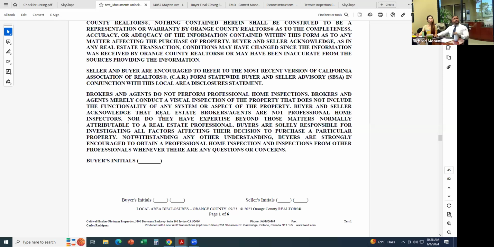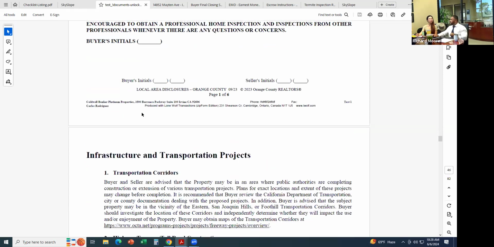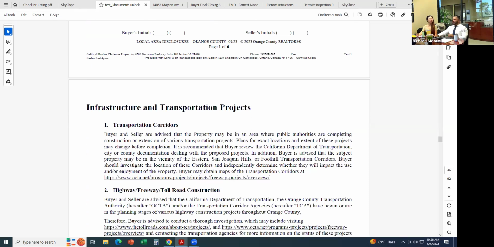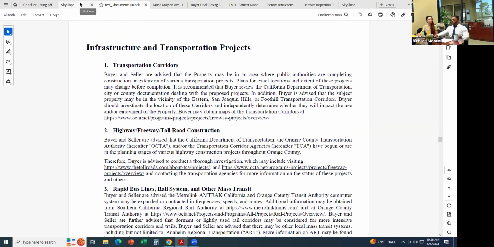For the most part, we're using the Orange County disclosures for any properties in Orange County. And you can find this in zip forms. So the seller side provides that. The seller side should provide this, the listing agent should provide this. And again, this is one of those forms, if they don't do it, have your buyer sign it, send it to them. So every county has a different one.